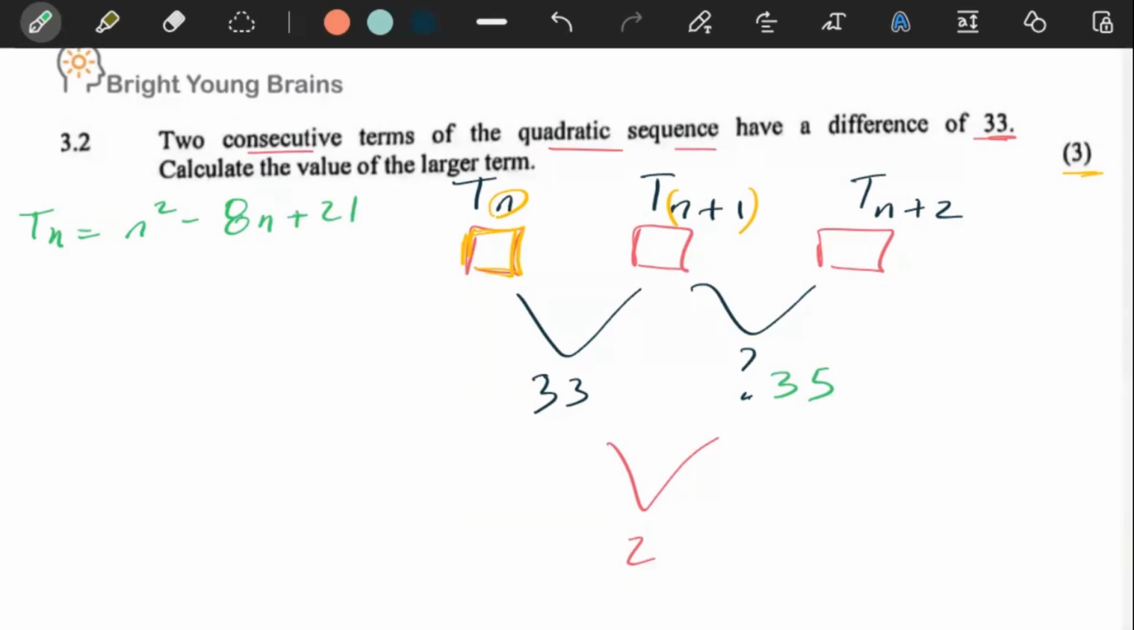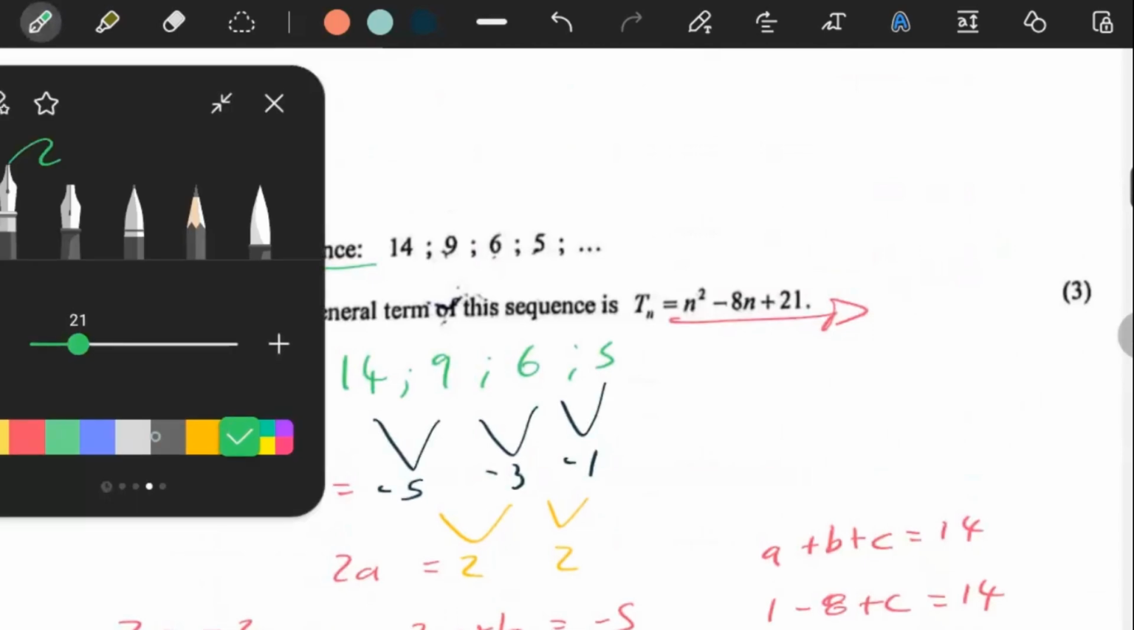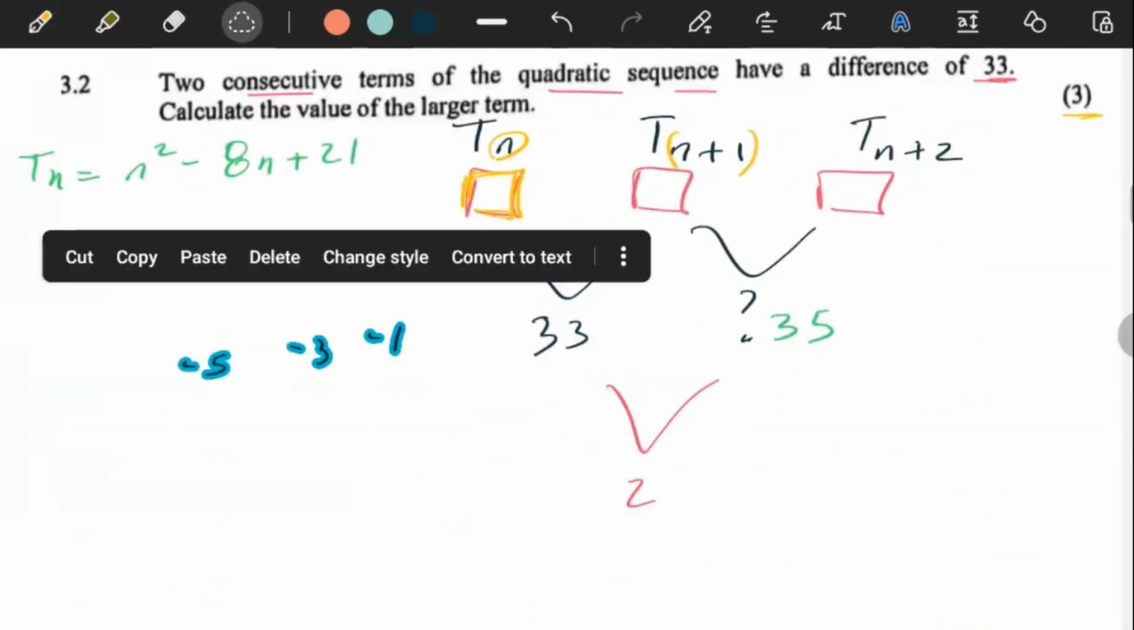So what we do know is our sequence of first differences, right? This is an arithmetic sequence. So logically, what we know is that 33 and 35 are part of this sequence here. So let's get a general term for this sequence, right? It doesn't even look like we're going to need the general term here. Maybe not. Let's just leave it for now.